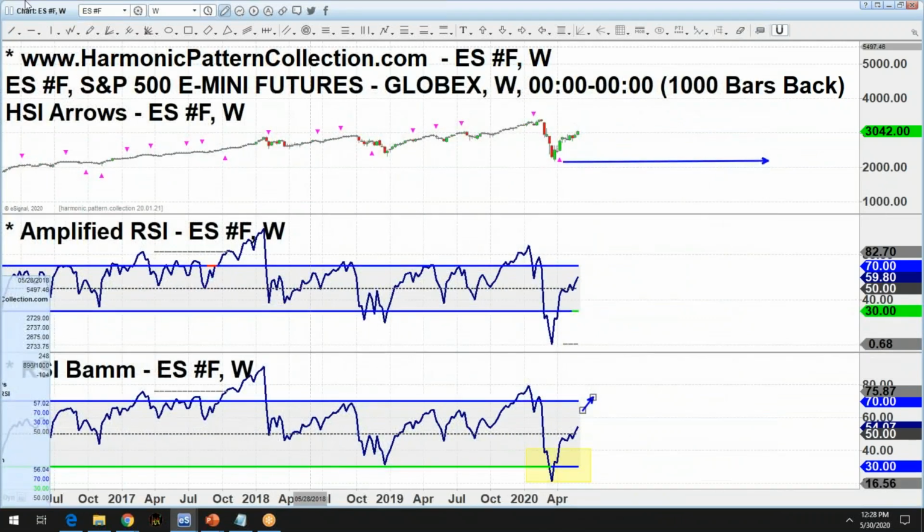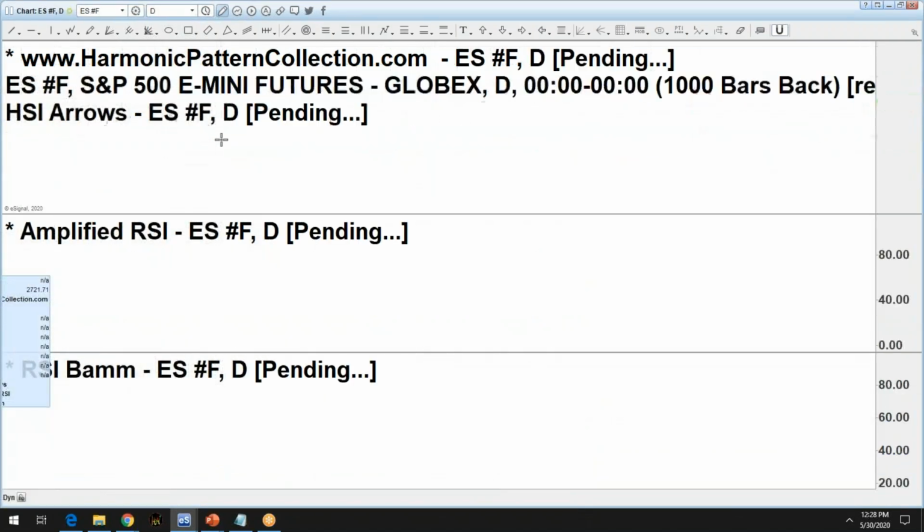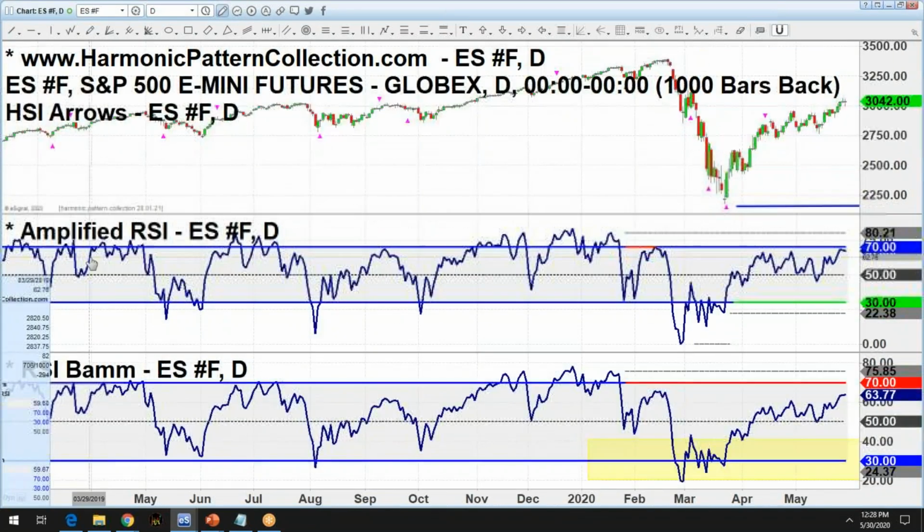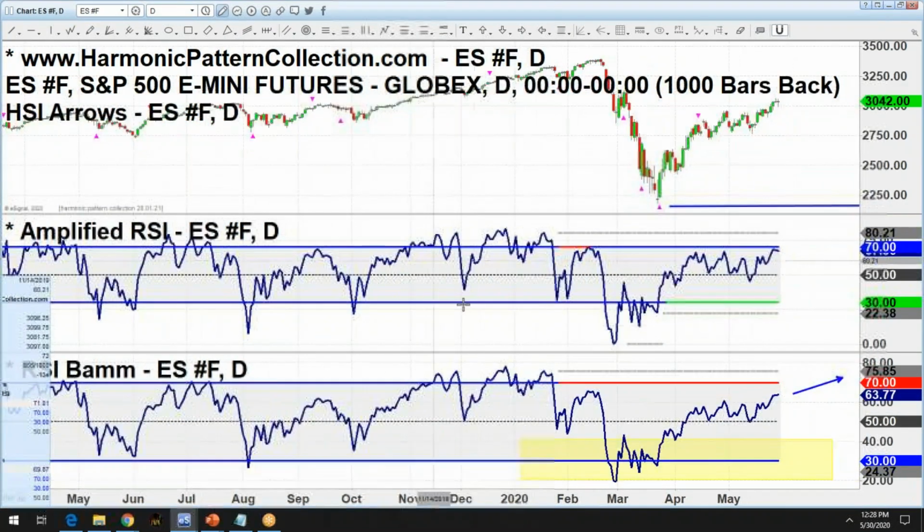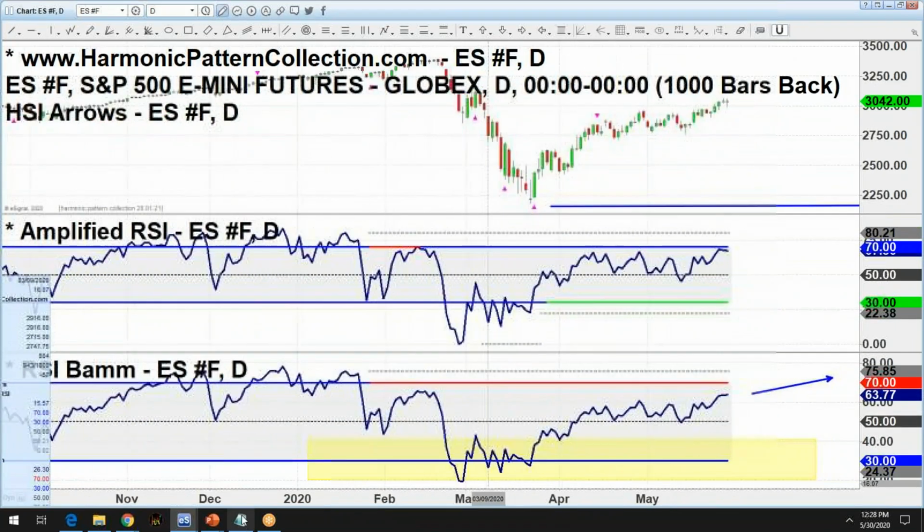A lot of these dynamics are just bouncing back and forth. I show them on intraday a lot in the live sessions. On the daily time frames, they give you even better bias. Here is the daily time frame, the S&P. Again, you have it on both. We have it here on amplified and even regular RSI.